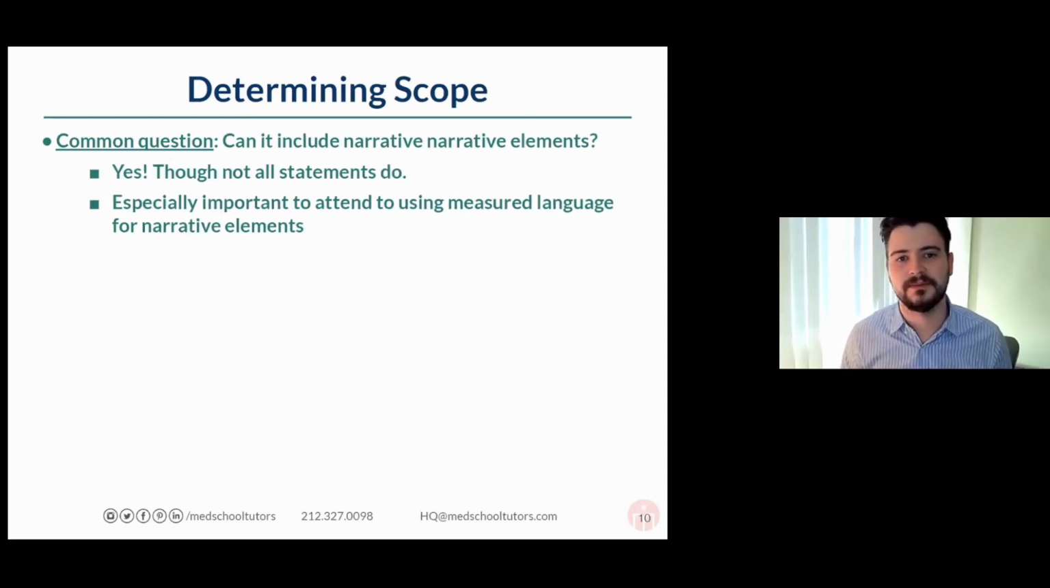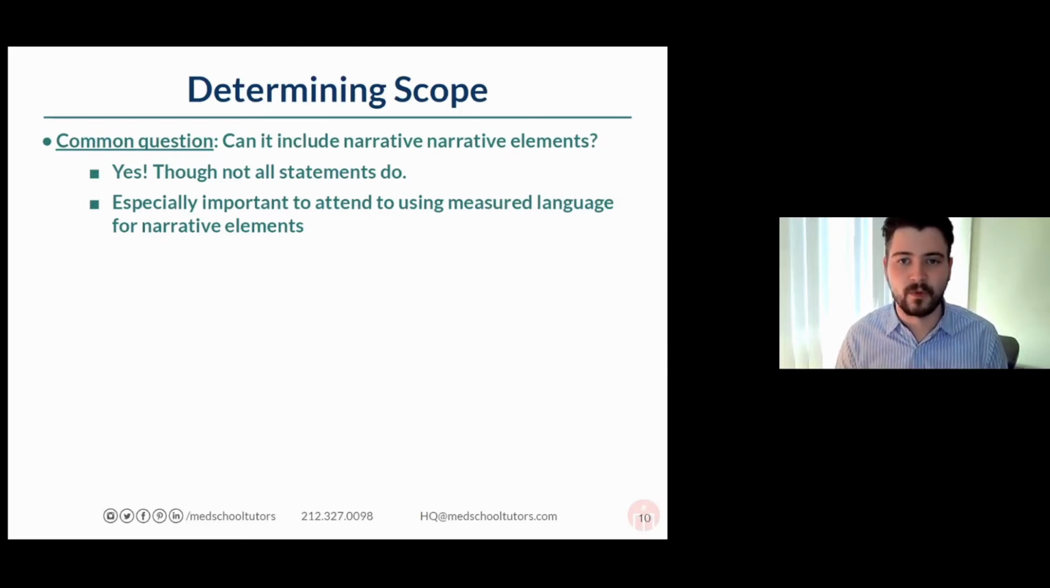Another question that comes up a lot is, can my personal statement include narrative elements? And the answer is yes. Not all statements do. And I would say that having the entire personal statement be just a story would be a little bit difficult to accomplish what you need to in the personal statement. But if there's a vignette or a memory or a moment that you want to include as a piece of evidence for what brought you to medicine, that's absolutely acceptable.